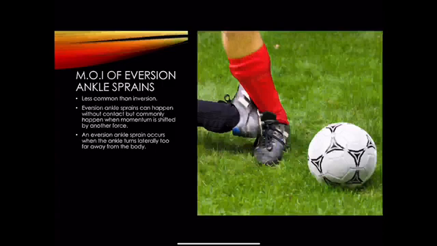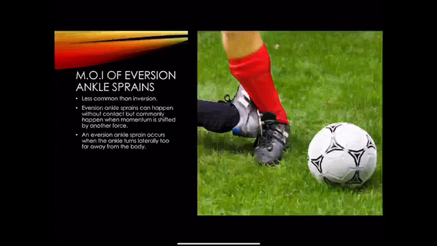And now we'll talk about an eversion ankle sprain, which is the same joint, same type of injury, but happens in the opposite direction. It's less common than inversion. Eversion ankle sprains can happen without contact, but a lot of times they will happen when there's actually contact made to the ankle, because it is easier, because of the anatomy of the body, to have an inverted ankle sprain.